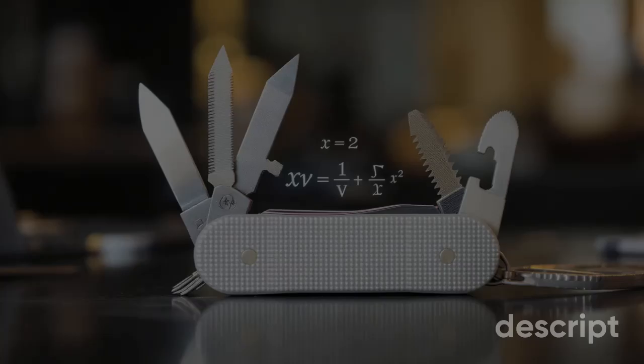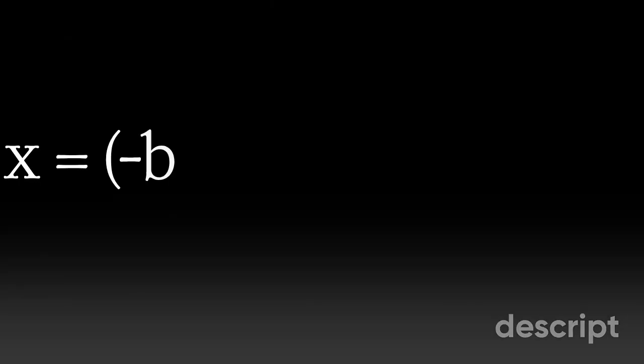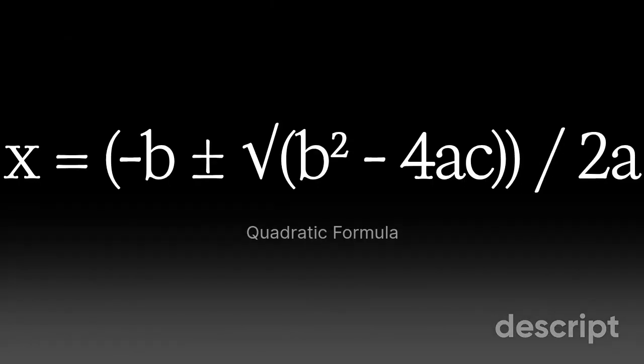The quadratic formula is your mathematical Swiss Army knife. It's x equals negative b plus or minus the square root of b squared minus 4ac, all divided by 2a. Memorize it and you'll never be stuck. Just substitute your values for a, b, and c and calculate. The plus or minus means you'll typically get two solutions.